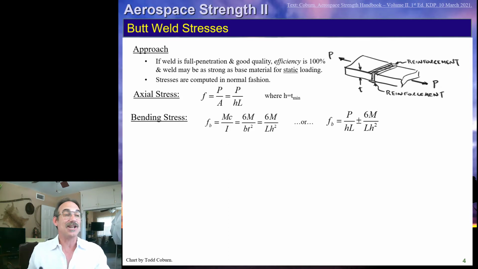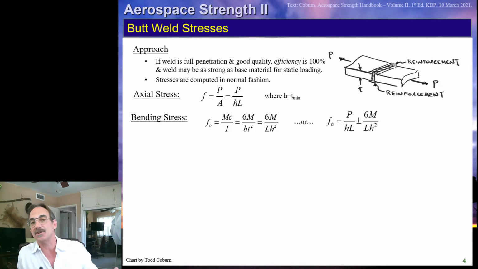Now, if you have axial load and moment, then you have to resolve those stresses. You've got the P over A plus the MC over I, shown over here to the right. Got it? This little subscript B just means that it's bending.